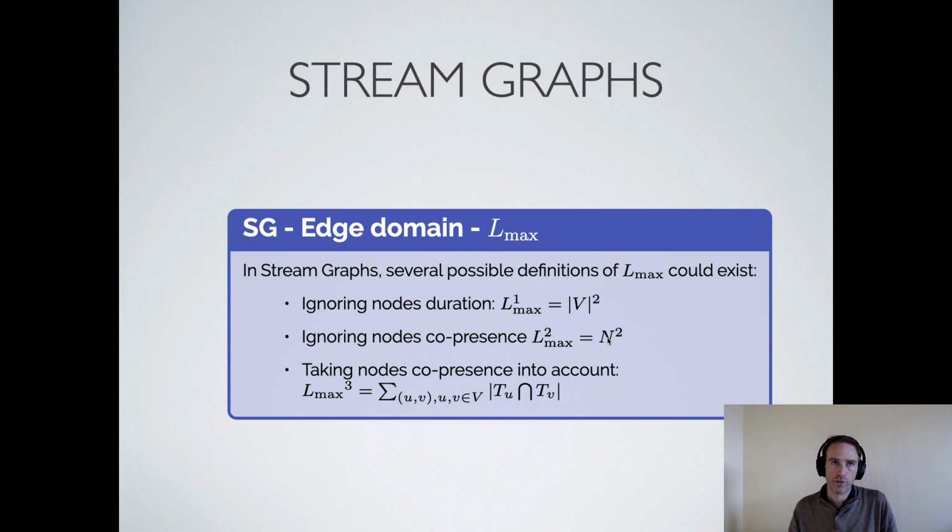Another possibility is to take into account the total duration, the presence time of nodes. So we know that if nodes are not present all the time, when they are not present, they cannot have an edge. So you can compute, in this case, the maximal number of edges that could exist.